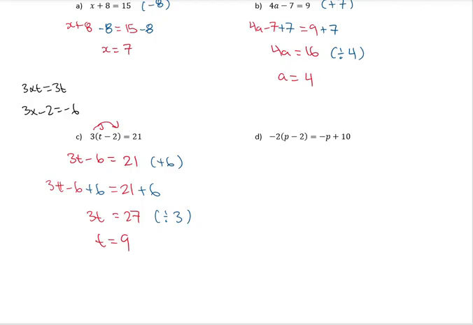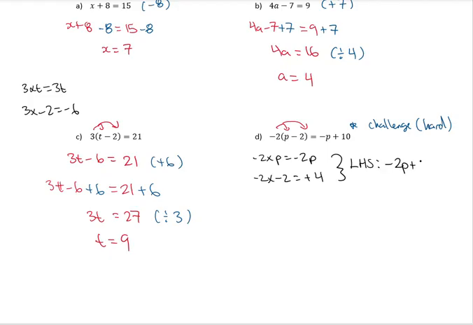Now, part D is quite tricky. It's quite hard. But if you give this a go, I'll be very happy if you give it a go. Okay. So let's just expand it like normal. Now, -2 times 3 equals -6p... -2 times p equals -2p. And then I have here -2 times -2, which equals to +4. So that means my left-hand side just looks like -2p plus 4. Okay, so let's just write that down.